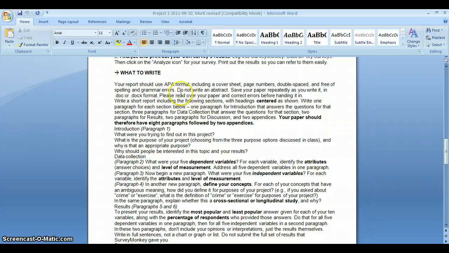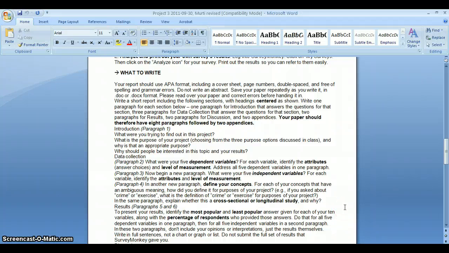Backtracking a bit, I do want to make sure we look at this. Please read over your paper and correct errors before handing it in. So do proofread. As you know, I do take points off for poor spelling or grammar or other such typos and mistakes. You want the heading centered in your paper, like introduction, that's a heading, it should be centered. Data collection, that's a heading, it should be centered. Results should be centered, etc.